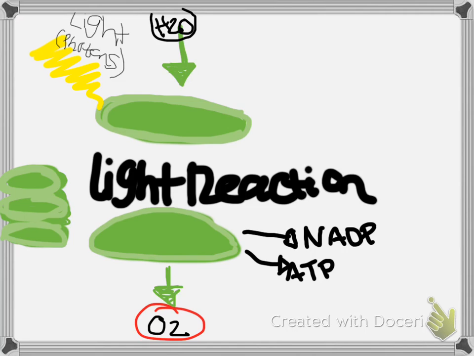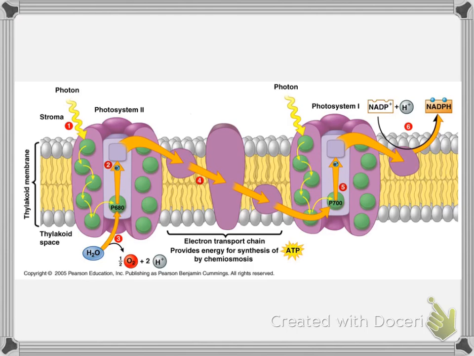So the first step is light reaction. Light reaction takes place in the thylakoids. So what the light reaction does is that it captures light energy and transforms it into chemical energy. So light goes in, as does water. Doing this is how photosystem 2 is started.